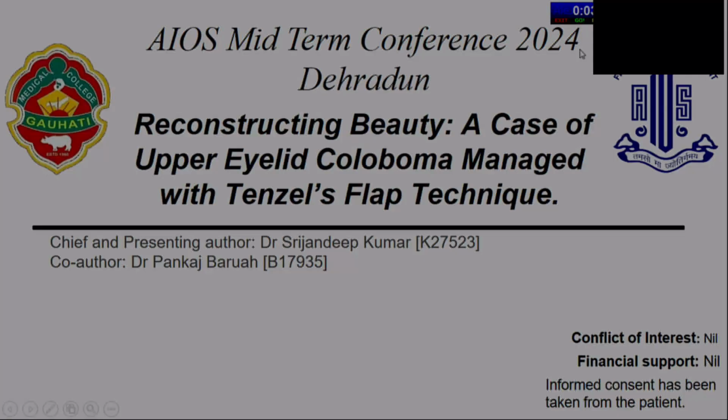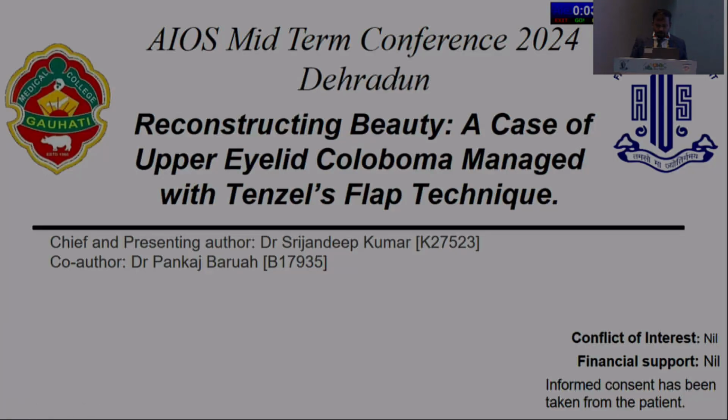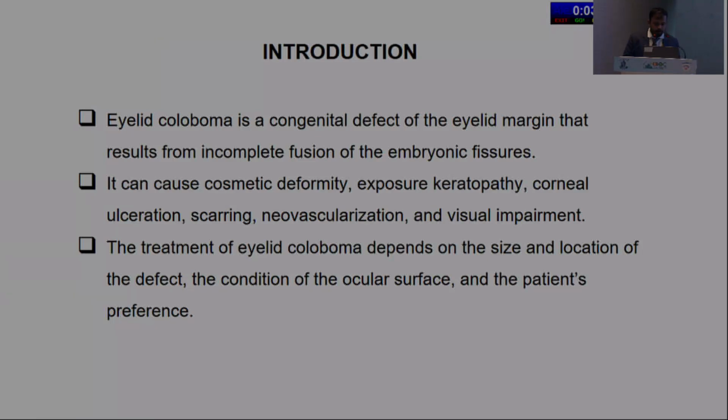Good morning everyone. I am going to present a case of upper eyelid coloboma managed with Tangel flap technique. Eyelid coloboma is a congenital defect of the eyelid margin that results from incomplete fusion of the embryonic fissures. It can cause cosmetic deformity, exposure keratopathy, corneal ulceration, scarring, neovascularization and thereby visual impairment.